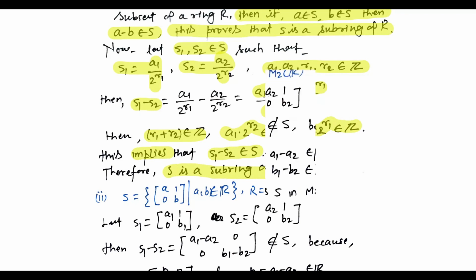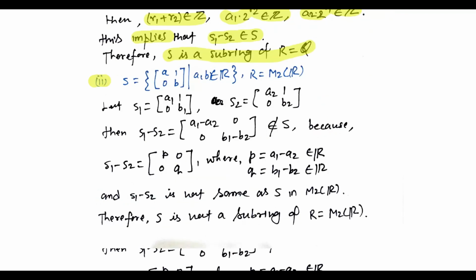The second part of this question is S equal to the 2 cross 2 matrices over real numbers. Take two elements s1 and s2 from S and show whether s1 minus s2 is contained in S or not. Here we found that s1 minus s2 does not belong to the ring S equal to M2(R). Therefore S is not a subring of M2(R).